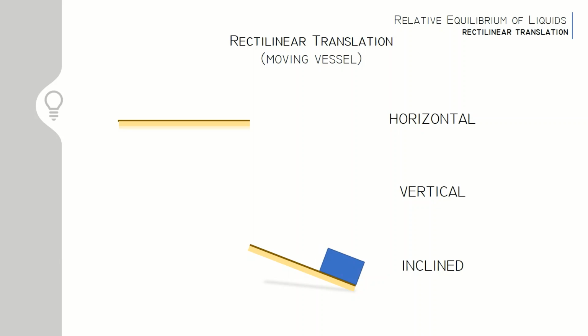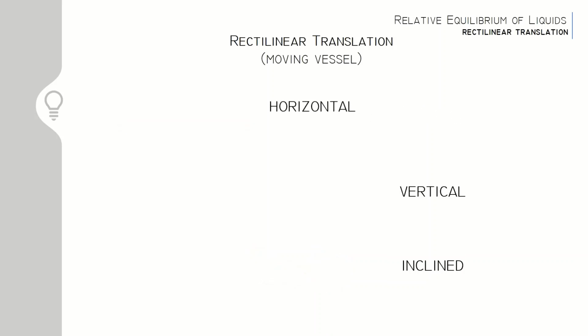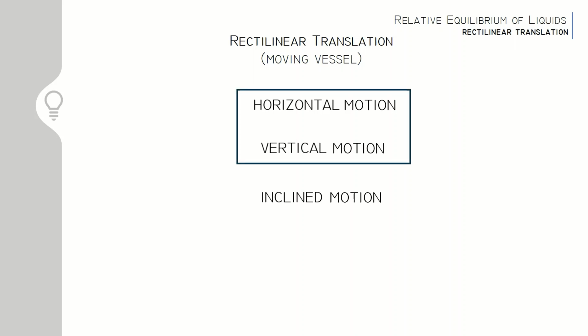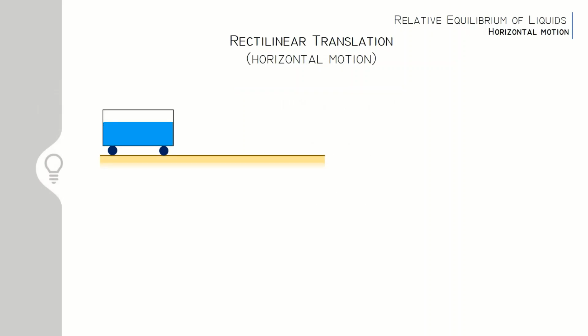But since this subject is hydraulics, the body that we are dealing with here is not a solid body, like this block, but a mass of water or of any liquid in a containing vessel or a tank. And that brings us to the three motions of rectilinear translation. However, in this video, I will only be including the horizontal motion and the vertical motion. First, let's talk about the horizontal motion.